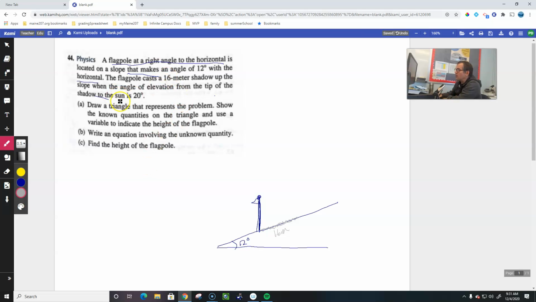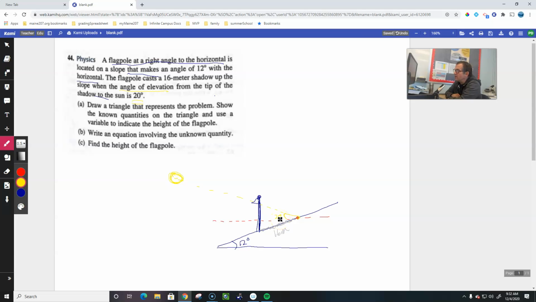And that happens when the angle of the sun, the angle of elevation to the tip of the shadow, is 20 degrees. Okay, so we have the angle of elevation from the tip of the shadow to the sun being 20 degrees. A couple of things I want to remind you of. We have a sun somewhere over here. It's going to shine down and make a shadow. Anytime we mention angle of elevation or angle of depression, that's always off of a horizontal line. So if this is the tip of my shadow, this is going to be a horizontal line, and the angle from the sun to the tip of the shadow is 20 degrees. So this is going to be 20.